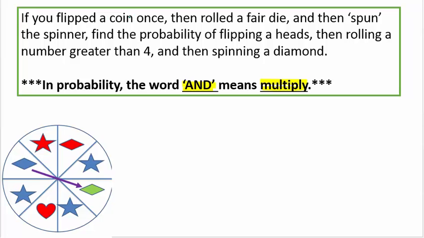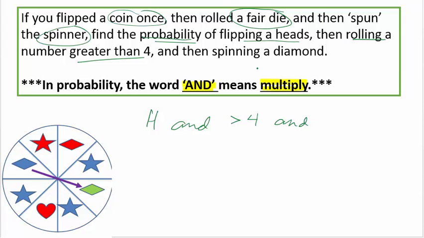Okay, here's what you're going to do. You're going to flip a coin once, then you're going to roll a die, and then you're going to spin the spinner. We're going to find the probability of flipping a heads, and rolling a number greater than 4, and then we have to spin a diamond. So what's the probability of having those three events occur?